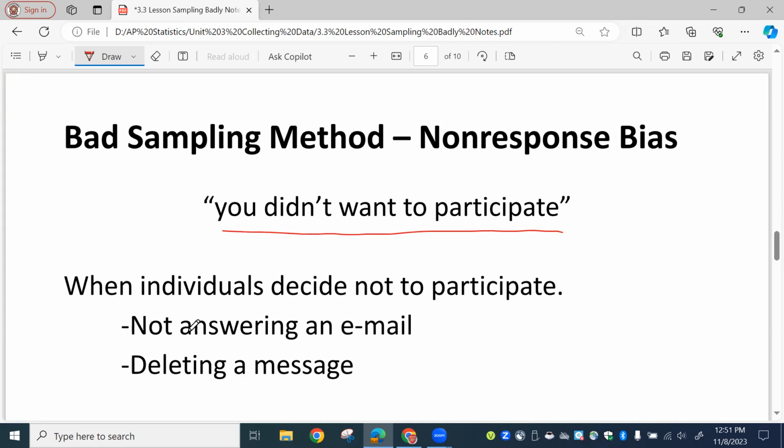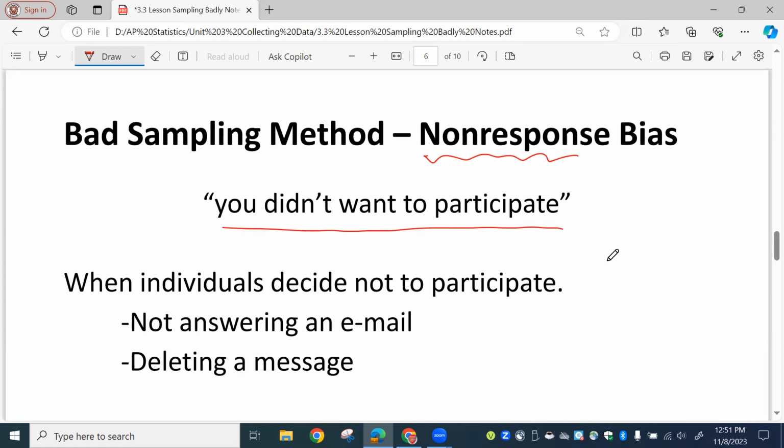So again, getting an email survey sent to me and me deleting the email, or getting a text message survey sent to me and me deleting the text message. They have reached me, they have considered me, but I have decided not to participate, and therefore we get some non-response. And just so you know, it's not always possible to mitigate from getting these biases.